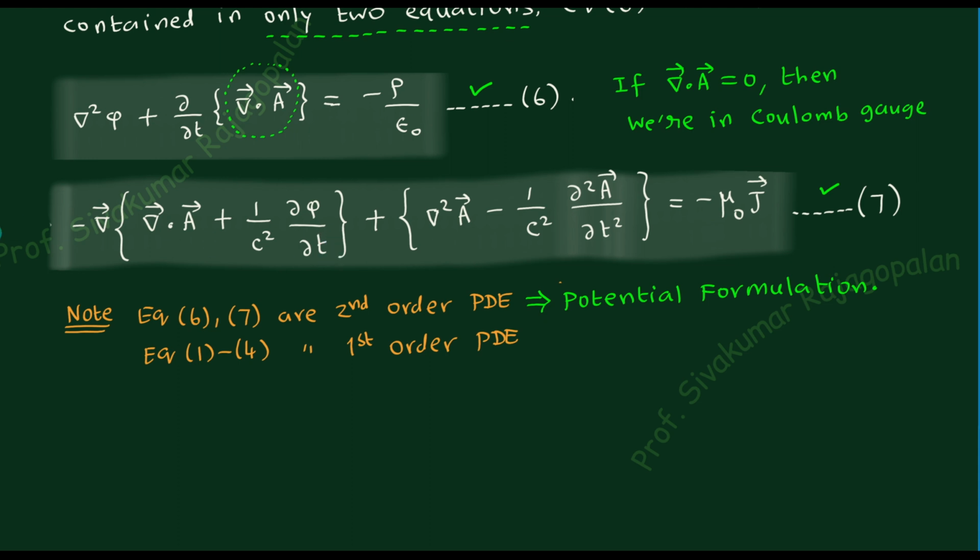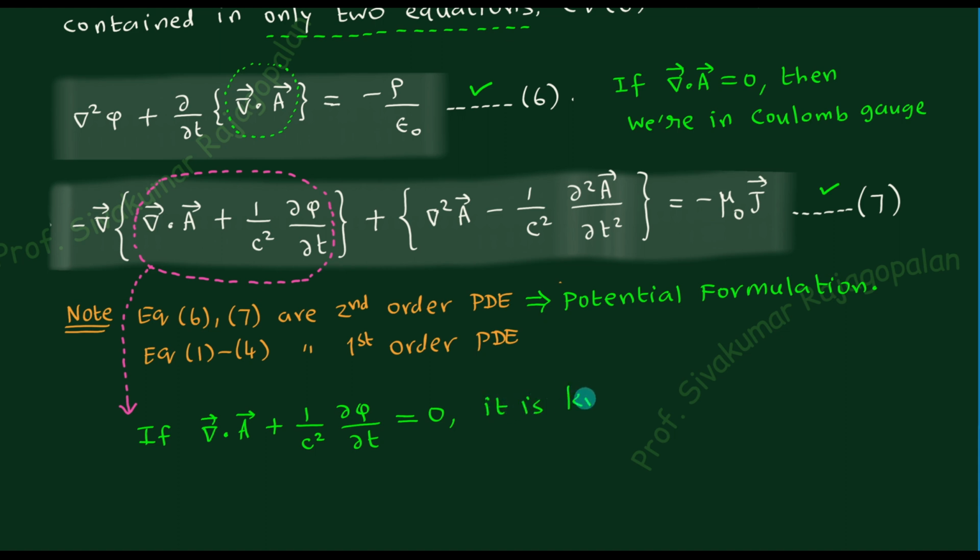So that point I will now write down. The entire quantity that you have here in the first bracket. And now ask the question, if we are going to choose, let me write in a different color, for example, if the divergence of A plus 1 divided by c square dou phi by dou t is all 0, then we will give it the name Lorentz gauge.